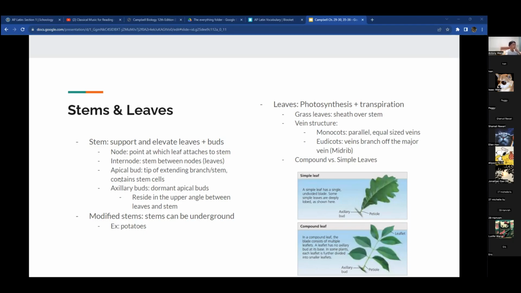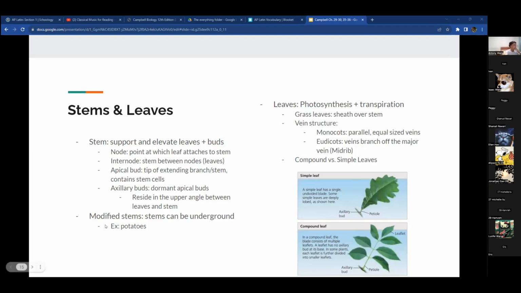Other than the apical bud, they also have axillary buds. So on every leaf, at the upper angle, so here's your stem, here's a leaf, right? At this angle, there is an axillary bud. And these are buds with potential to grow into a new branch, but they're inhibited by the apical bud. So think of them as dormant buds, dormant stem cells.